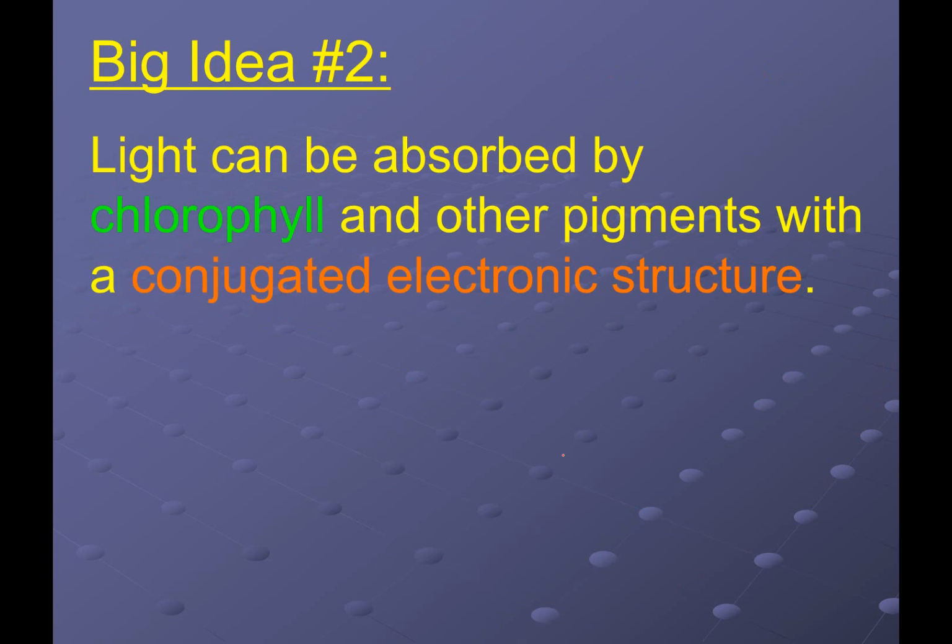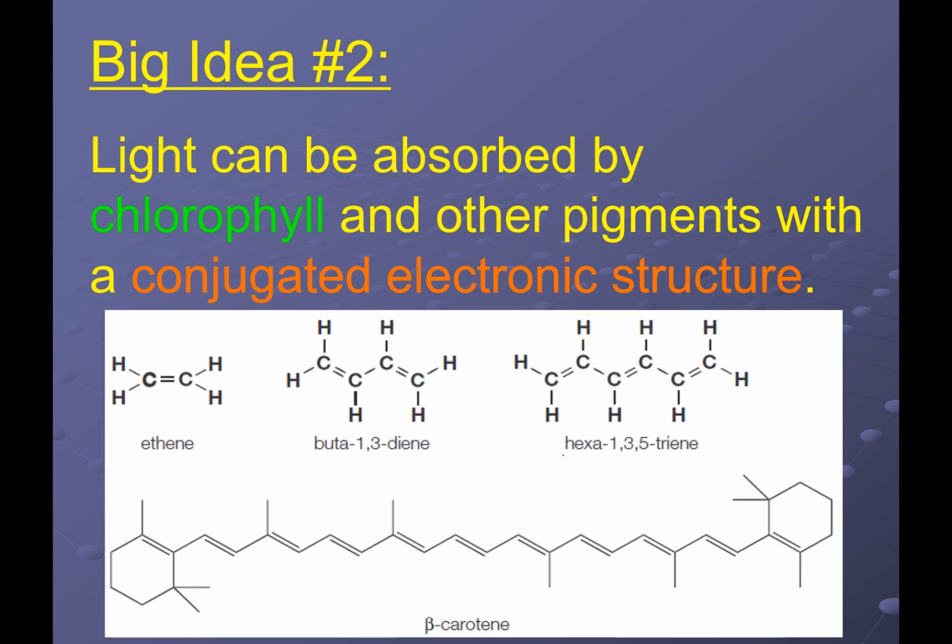So light can be absorbed by the chlorophyll. This is a large molecular structure, and as well as other pigment structures, they have what's referred to as a conjugated electronic structure. That's a super important note there, that wording here: conjugated electronic structure. What is it? Let's look at a few examples.